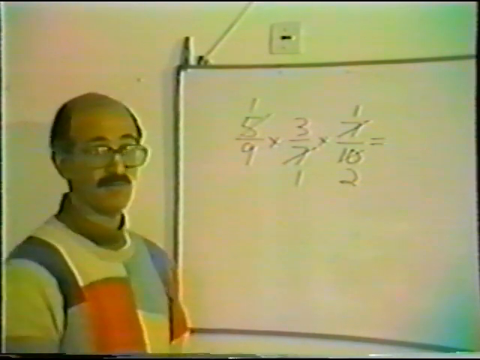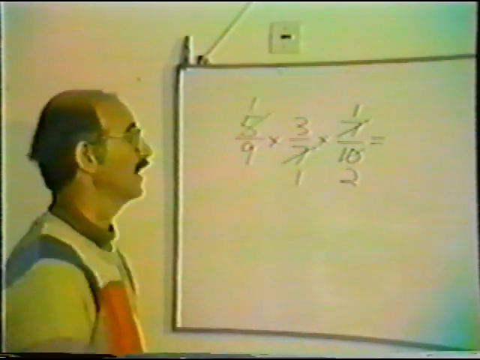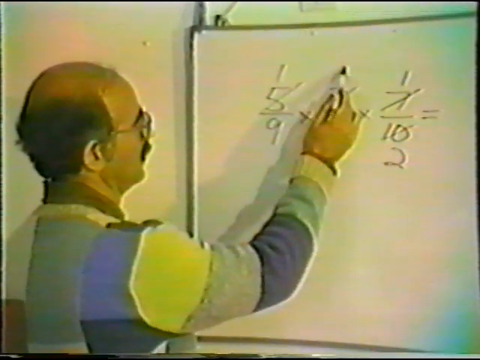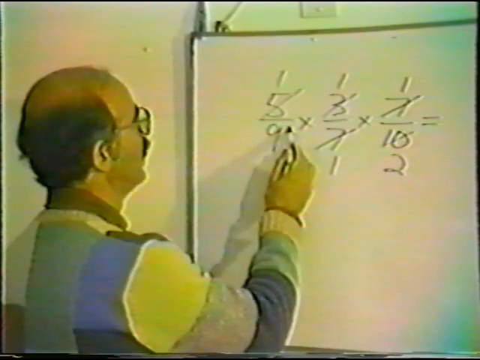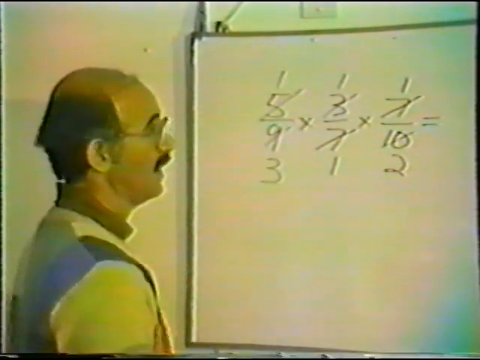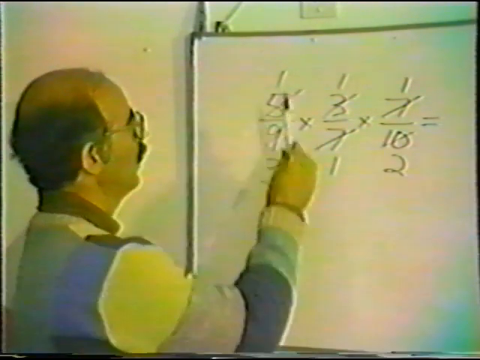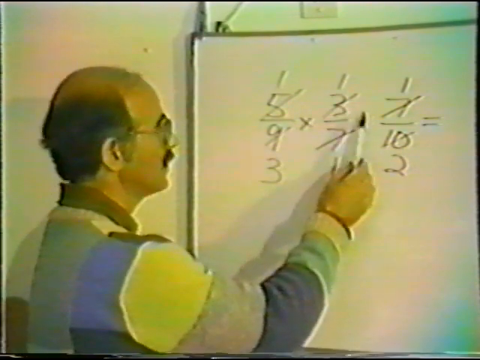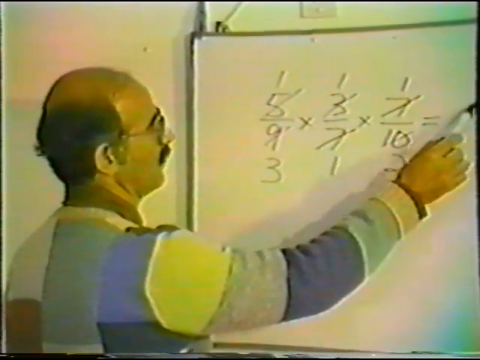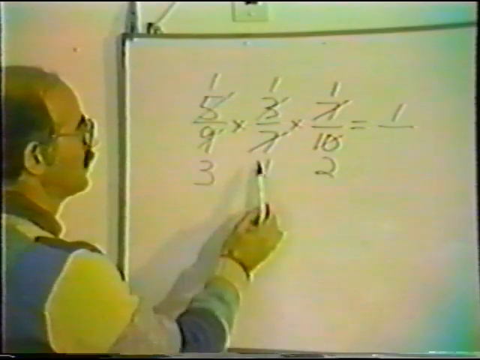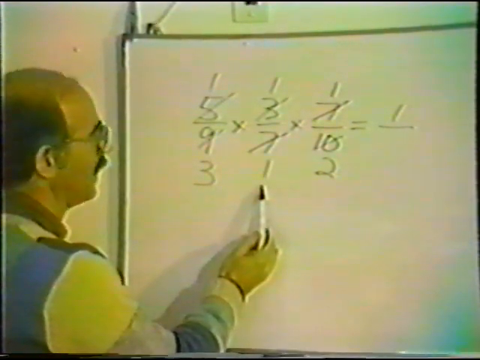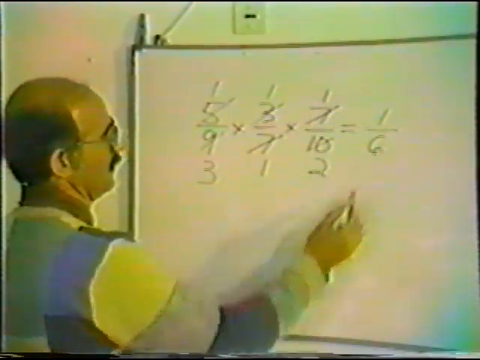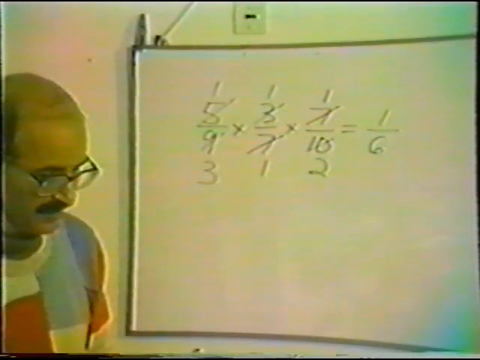And what's the other pair of numbers that we can cancel? 3 and 9. Hit them with 3. 3 into 3 is? 1. 3 into 9 is? 3. Now we can multiply across. 1 times 1 is? 1. And that 1 times 1 is? 1. 3 times 1 is? 3. And that times 2 is? 6. The answer is 1/6.